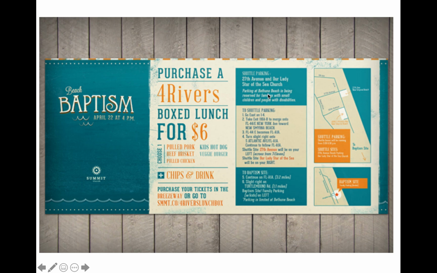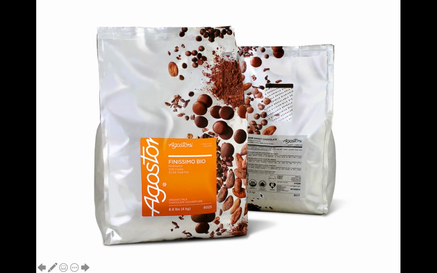But it's really only 3 stops. Information for the shuttle, how to get to the shuttle, how to get to the baptism site. Boom, boom, boom. 3 general stops on the page. If this were all one big block of text, it'd be hard to figure out what it's trying to tell me. Breaking it up helps out a lot.